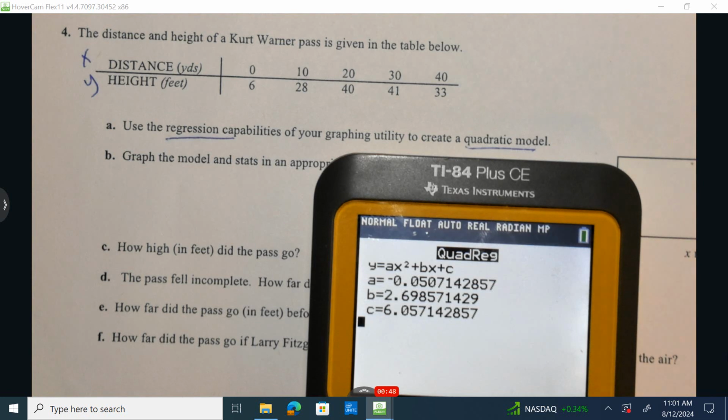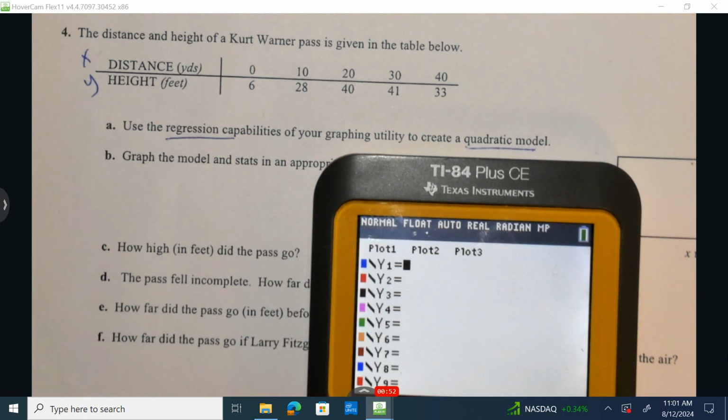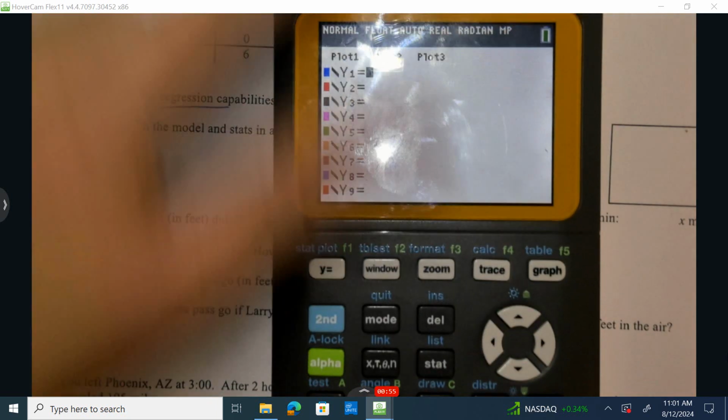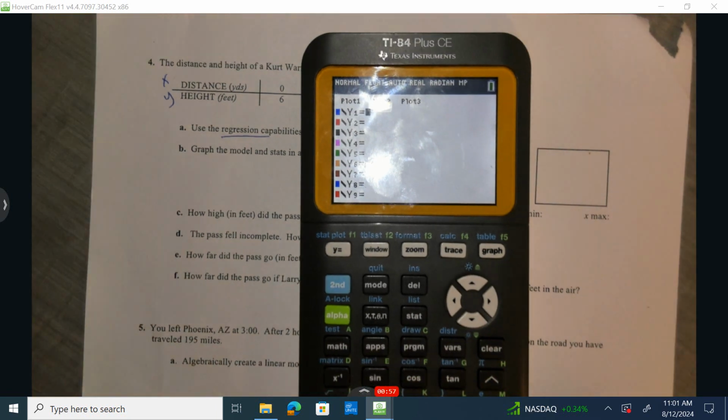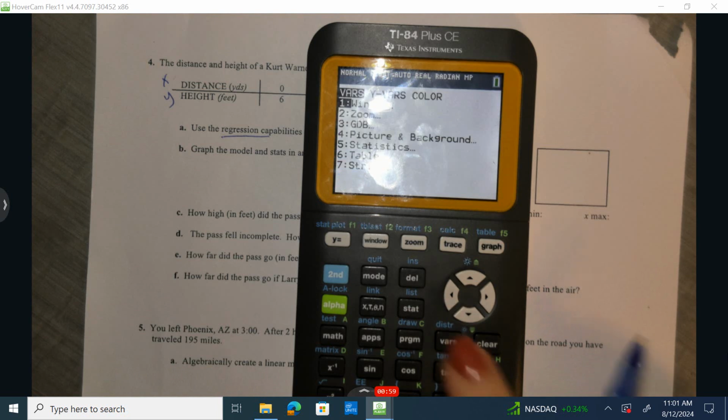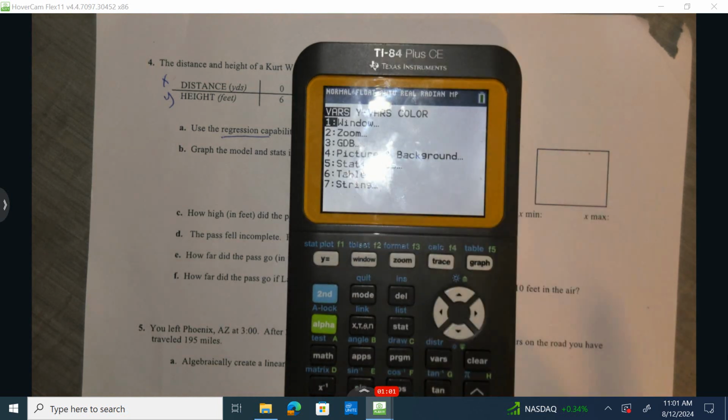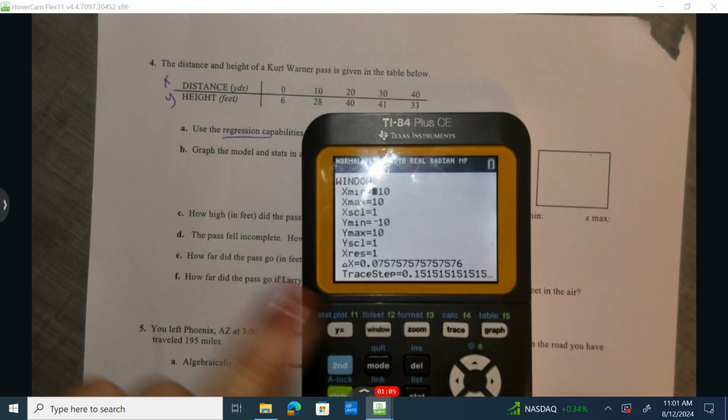Now we've learned in previous problems I can take this and copy it, paste it into y equals by going to Vars. Now Vars will be found by going here to Vars, going down to Statistics, going across to EQ, and pressing enter.